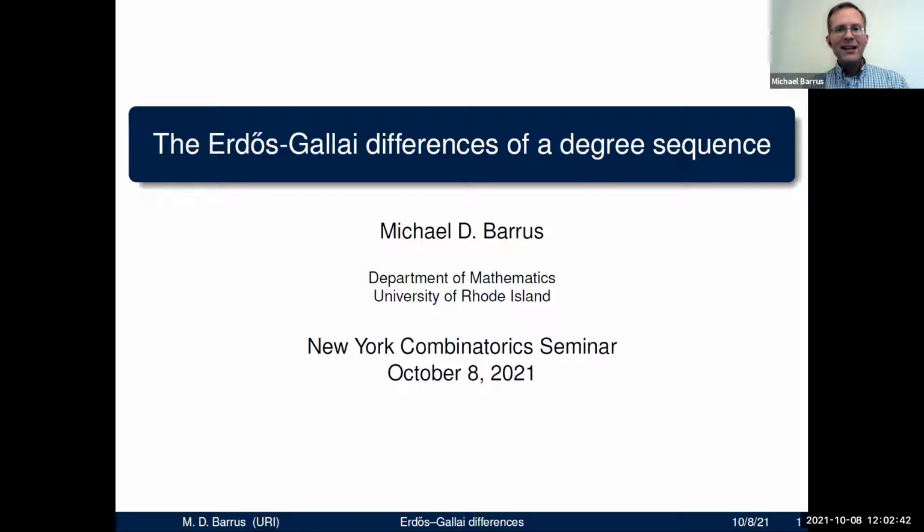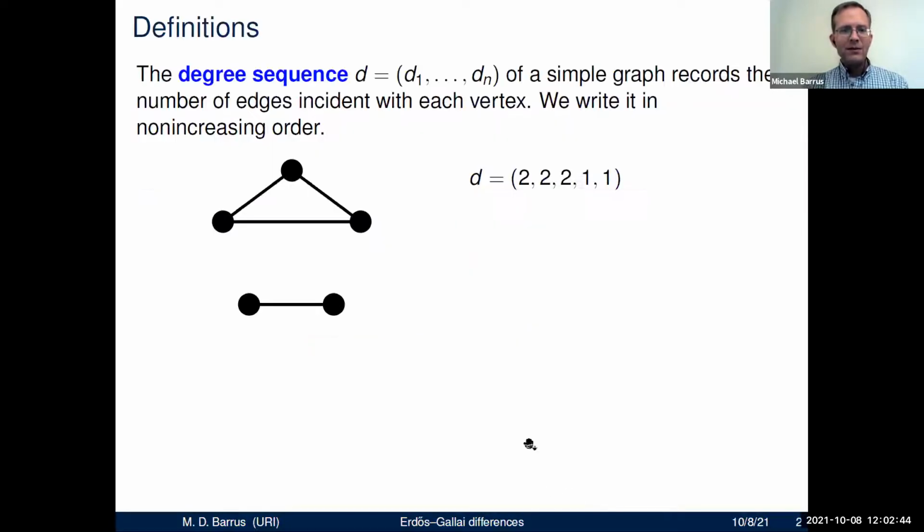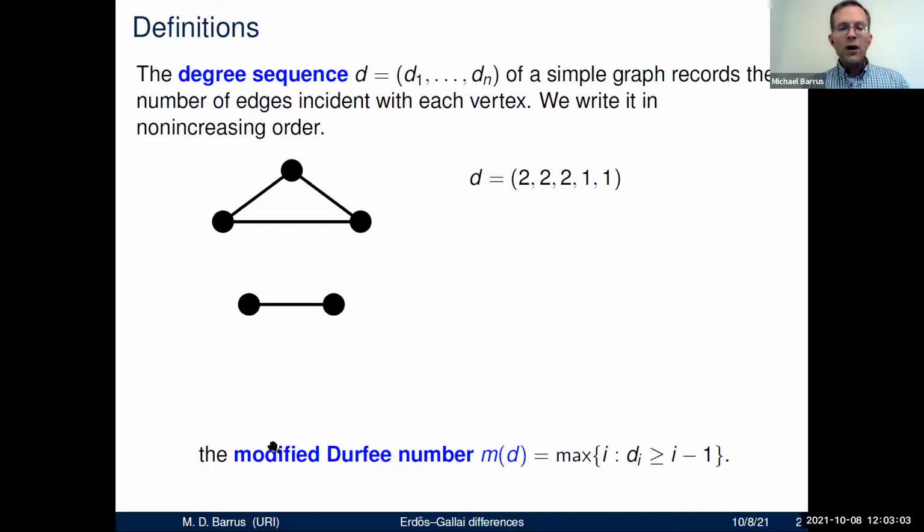I want to talk today about degree sequences. So I think we know what a degree sequence is. The only thing I'll really emphasize here is that everything I'm going to talk about is about a finite simple graph, and our degree sequences will always be ordered from largest to smallest. So with that preface, I'll define the modified Durfee number. This will be important to us.